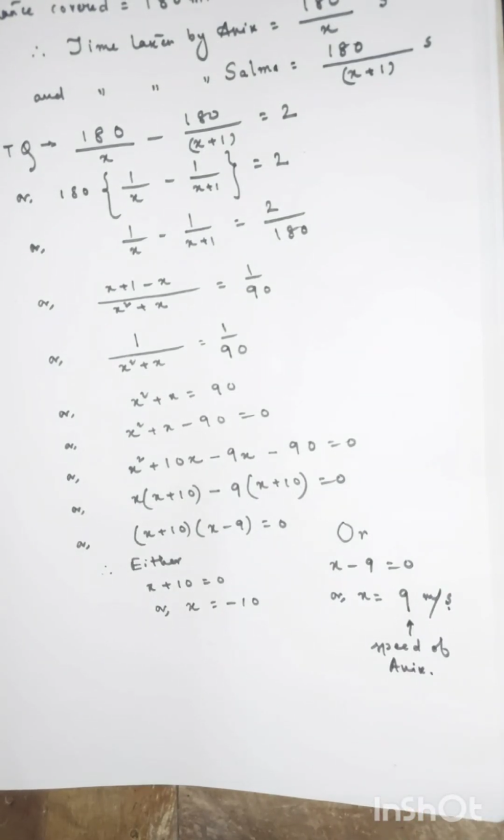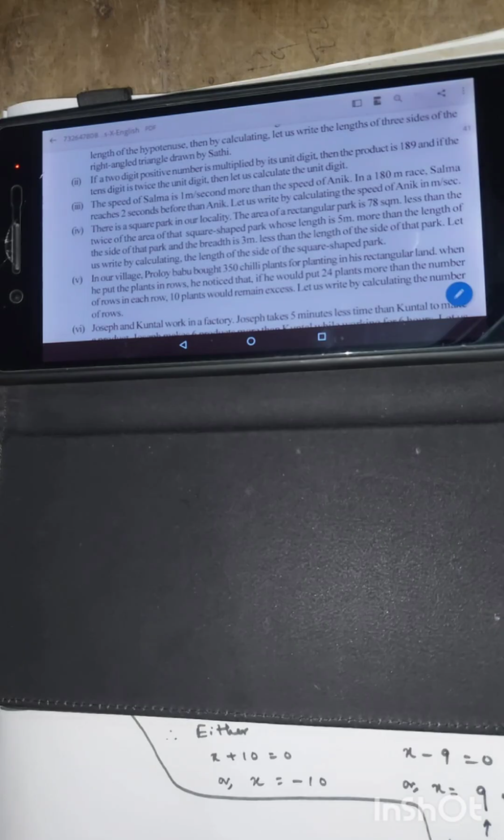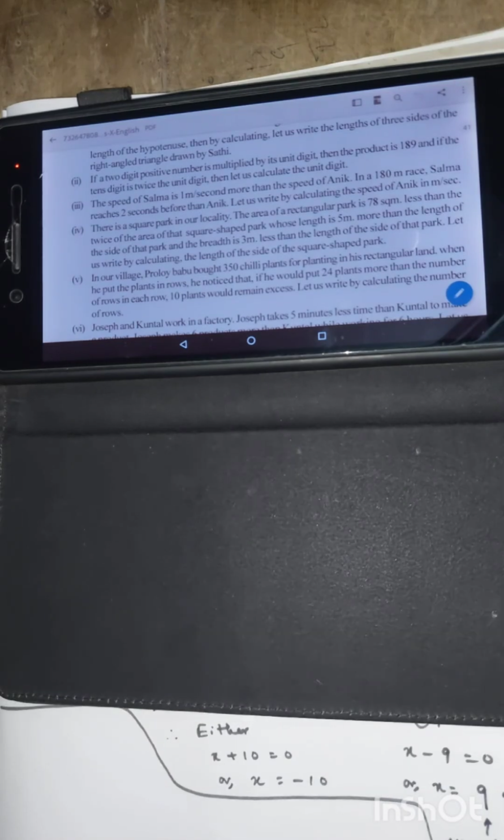Now let us proceed to our next question, that is question number Roman 4. Roman 4 says there is a square park in our locality. The area of a rectangular park is 78 square meter less than the twice of the area of the square shaped park, whose length is 5 meter more than the length of the side of the park.